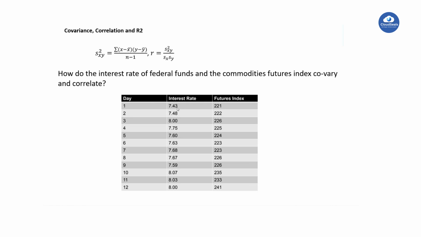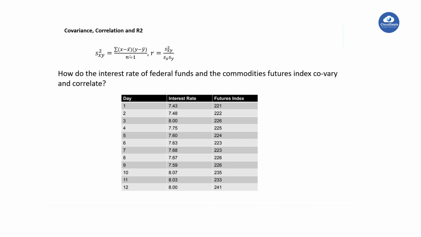For example, let's take interest rate as the independent variable and future index as the dependent variable. So this is the X, this is the Y. How do we calculate the relationship between these two? First, we calculate the mean of the independent variable. Then we take the difference between each point and the mean value. Here X bar means the X mean value. Mean is nothing but the average value. Y bar is the Y mean value.